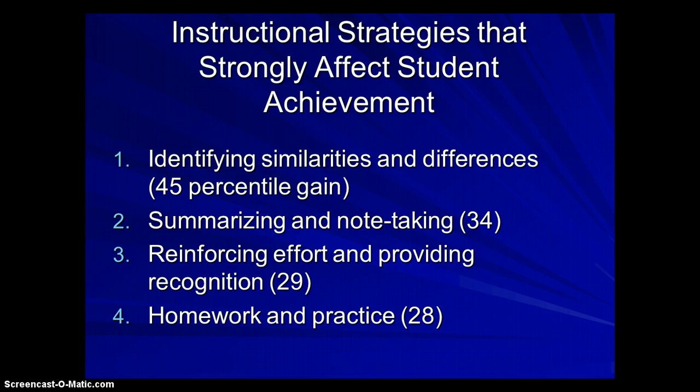Number 4, homework and practice. And this might surprise some people. There are many people who feel that homework is a waste of time, but if that homework is aligned to the learning goals, and if it's very clear what students should do with their homework, and that homework gives them practice at doing things that are new to them, then it will strongly affect their student achievement.